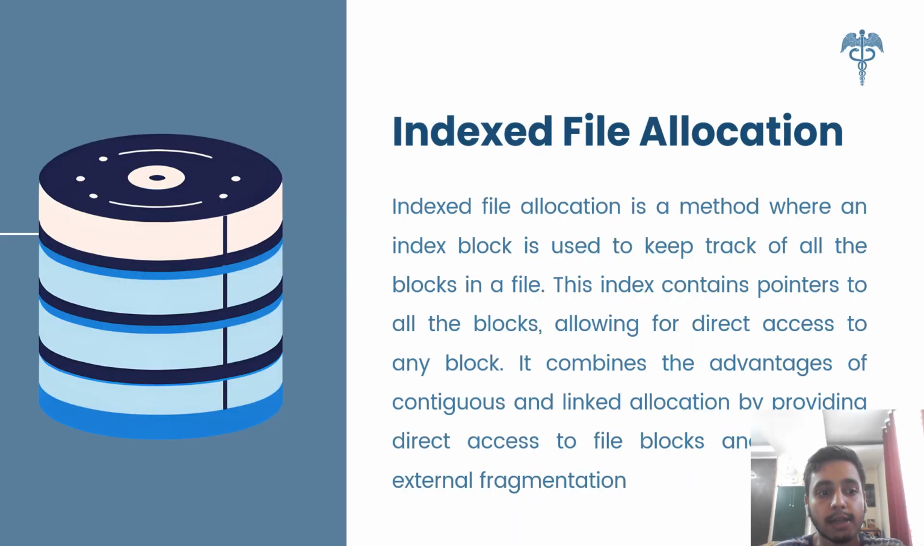Last but not the least type of allocation is indexed file allocation. Indexed file allocation is a method where an index block is used to keep track of all the blocks in a file. This index contains pointers to all the blocks, allowing direct access to any block. For example, take a book index page that contains all the chapters in the book and where they are located in the book. It is quite similar.